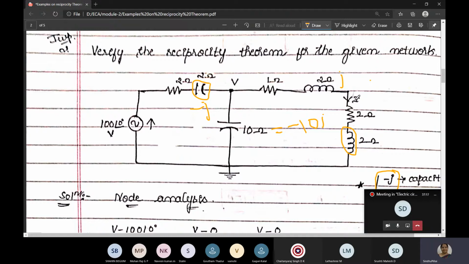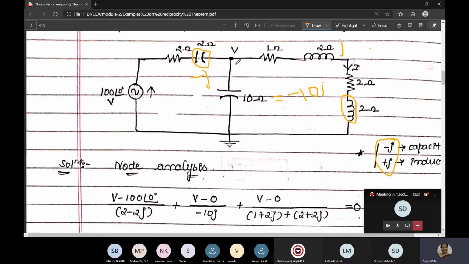You can go with mesh analysis also. I'm just solving by node analysis here, so there is only one node. In node analysis, again I'm mentioning, we will go with KCL, Kirchhoff's current law. We will write current in terms of voltage and resistance. Since we have only one node, assume that all the currents are moving away from the node. The current moving away from the node is taken as positive, and the current coming towards the node is taken as negative. That is the assumption.